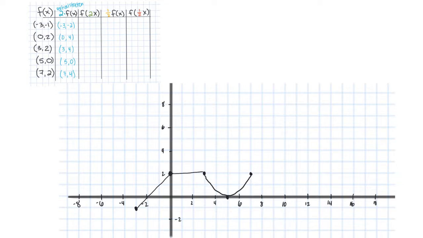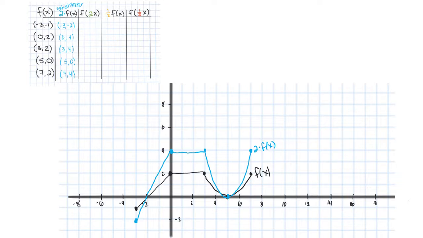Now let's plot our blue function, which is a vertical stretch, where we multiplied each of the y-coordinates by 2. (-3, -1) becomes the point (-3, -2). (0, 2) becomes (0, 4). (3, 2) became (3, 4). (5, 0) stayed where it is. And (7, 2) became (7, 4). If we connect these dots in the same pattern, you can see how this graph is now vertically stretched compared to the original graph f of x.